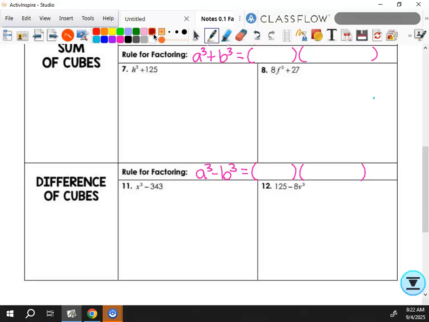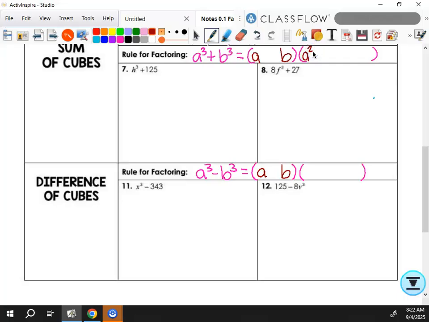The cube root of a cubed, so I take the cube root of this and I get a. Take the cube root of this and I get b. Okay, that happens in both of them. So it's kind of like what we did for difference of squares, right? We took the square root of each. Here we take the cube root of each. All right, so then the way I get the rest of them, I take this first term and I square it, a squared.